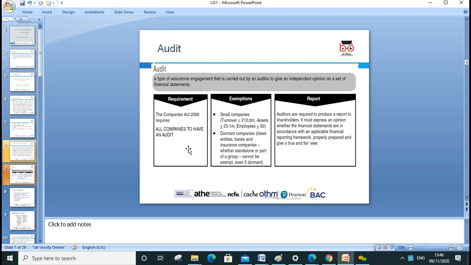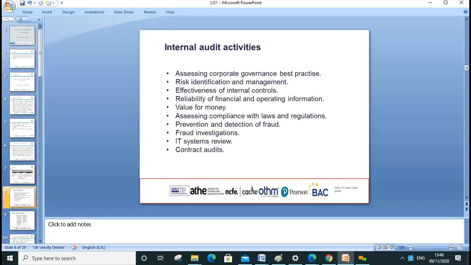If your turnover is 250,000 or more as a company, you should have your accounts audited externally.